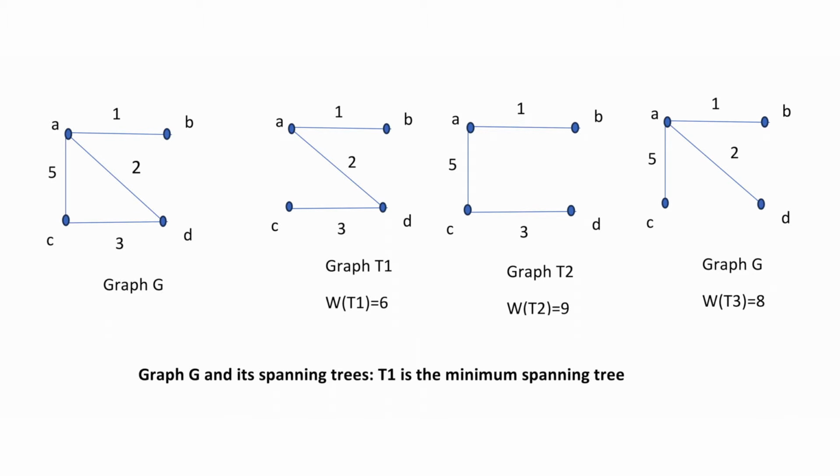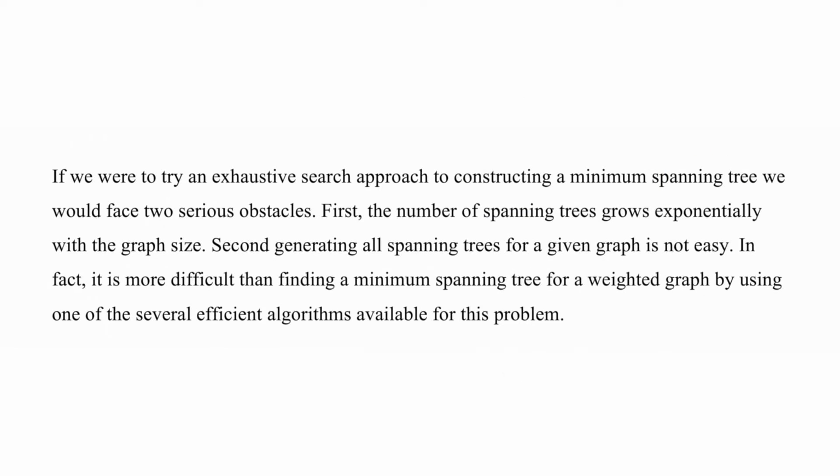As you can see from the figure shown on the screen, we can find different spanning trees for the same graph, and the different spanning trees would yield different weights at the end of the process. We have to choose the spanning tree with the minimum weight. If we were to try an exhaustive search approach to constructing a minimum spanning tree, we would face 2 serious obstacles. First, the number of spanning trees grows exponentially with the graph size. Number 2, generating all spanning trees for a given graph is not easy. In fact, it is more difficult than finding a minimum spanning tree for a weighted graph by using one of the several efficient algorithms available for this problem.